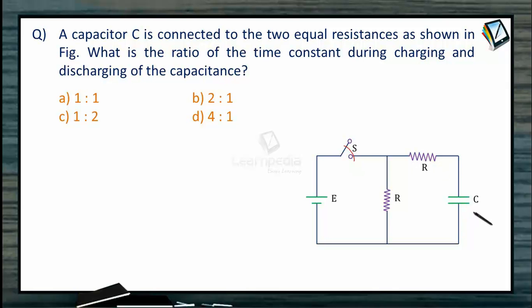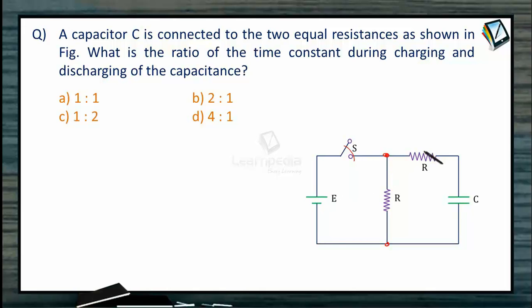resistance R, capacitor C, and this battery. These three are forming a single loop, and this particular resistance which is connected between these two points is also connected in parallel with this RC circuit. So in a nutshell, when the switch is closed, this R is connected to this battery and this RC is independently connected in parallel to this battery.